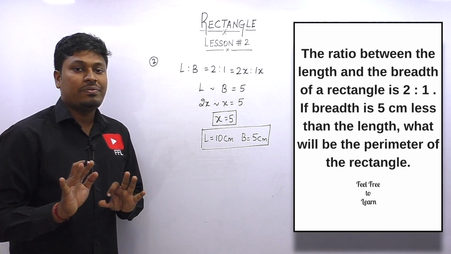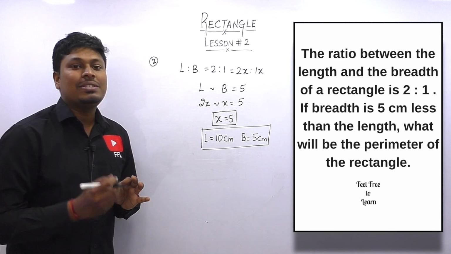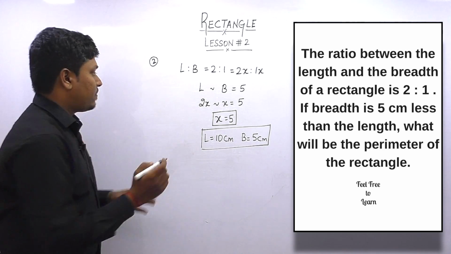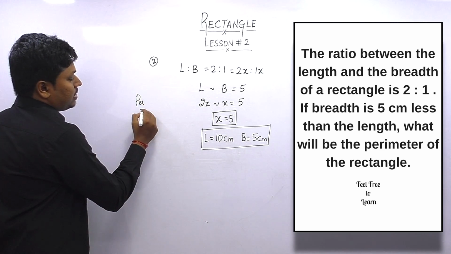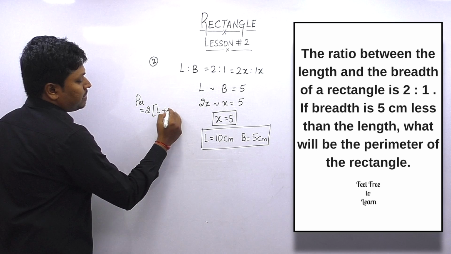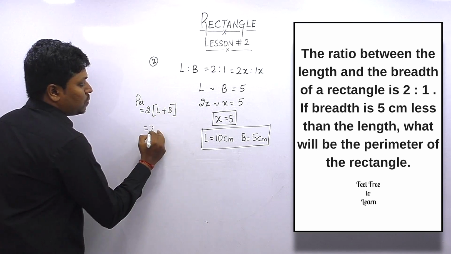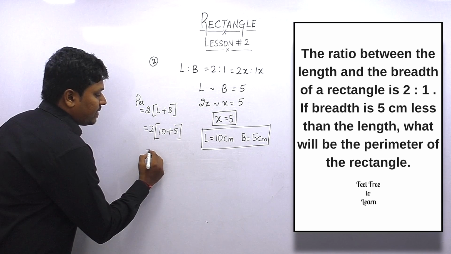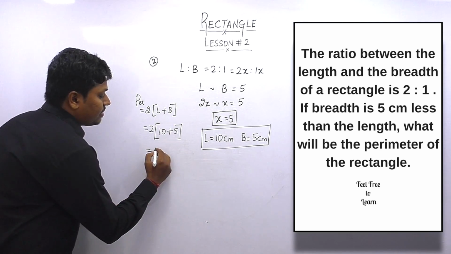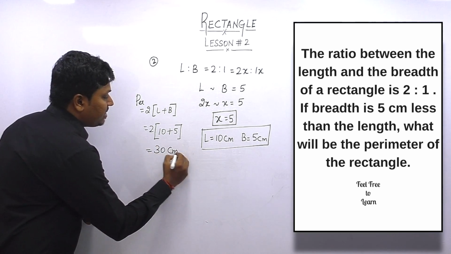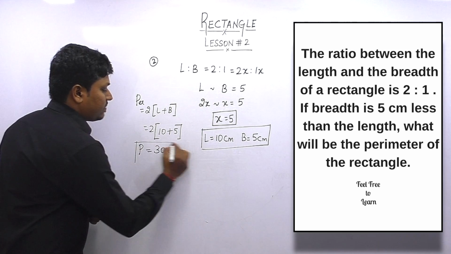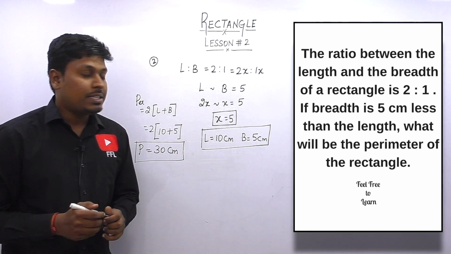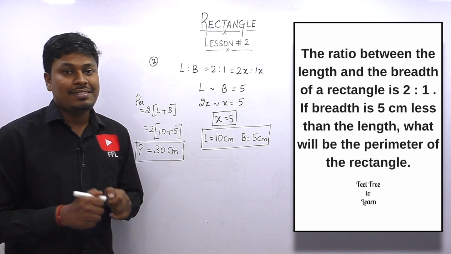So now our target is to find the perimeter of the rectangle. What is the perimeter of the rectangle? The perimeter will be the sum of all the 4 sides. So the formula of perimeter is 2 times length plus breadth. So 2 into length, which is 10, plus breadth, which is 5. So we can say that 2 into 15 will be 30. So 30 centimeter will be the perimeter of the given rectangle. So finally the answer for question number 2 is that the perimeter of the rectangle is 30 centimeter.